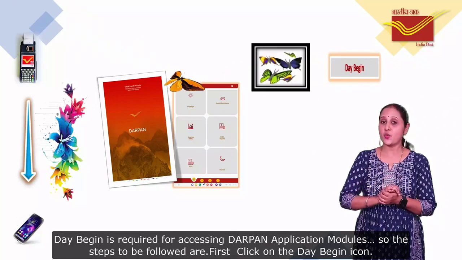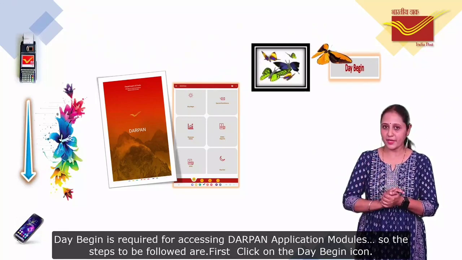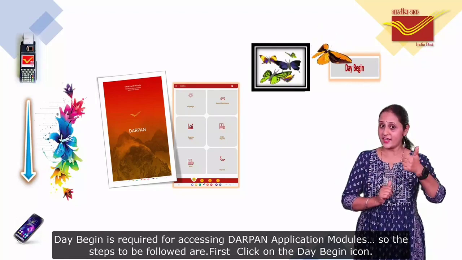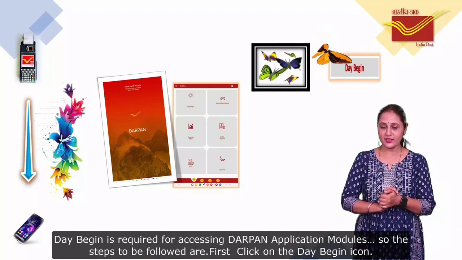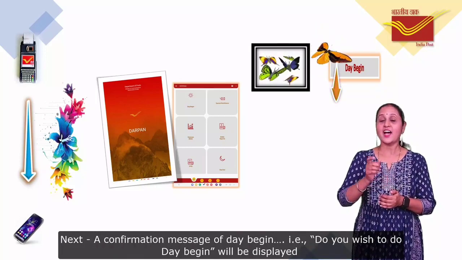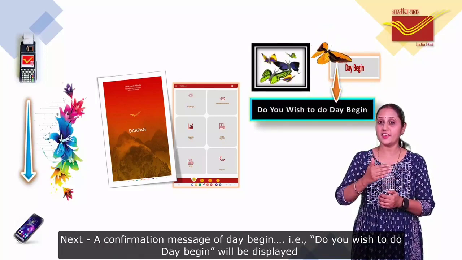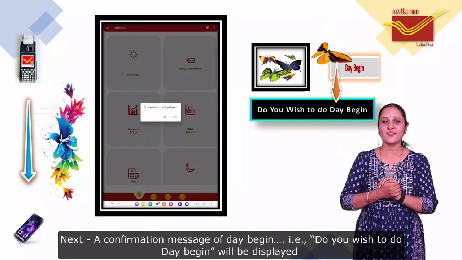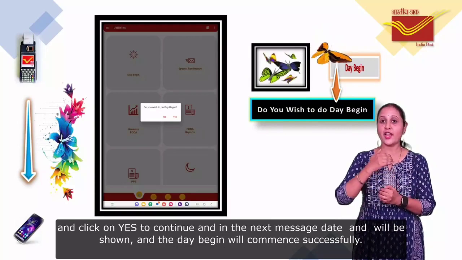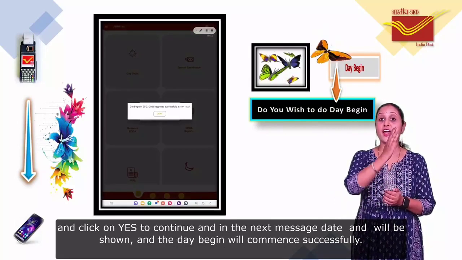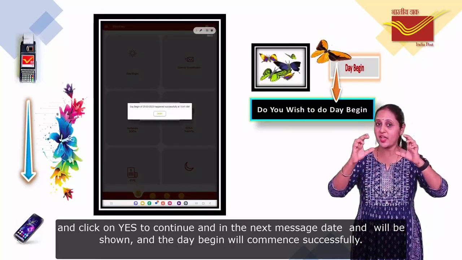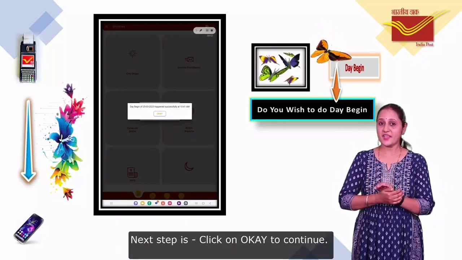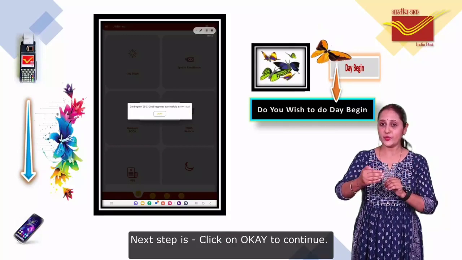Day Begin is required for accessing DARPAN application modules. The steps to be followed are: first, click on the Day Begin icon. Next, a confirmation message of Day Begin, that is, do you wish to do the Day Begin, will be displayed. Click on Yes to continue, and the next message, date and time, will be shown and the Day Begin will commence successfully. Next step is to click on OK to continue.